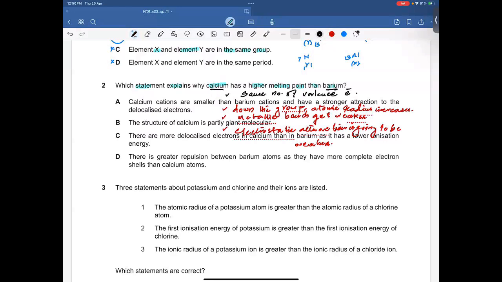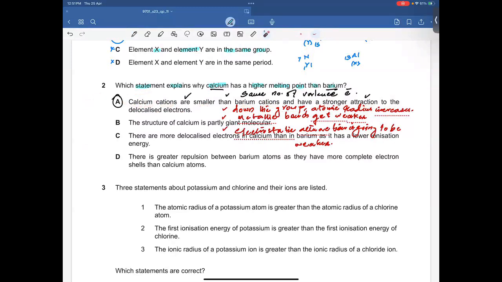Okay, let's talk about options. Let's talk about option A. Calcium cations are smaller than barium cations. That's true because down the group radius increases, so calcium is smaller than barium. So the calcium ion is also smaller than barium ions. That's right. Next, and have a stronger attraction to the delocalized electrons. That means calcium has a smaller size, so it has a stronger electrostatic attraction. That statement is right as well. So A is going to be the right answer, but let's talk about the other options as well.